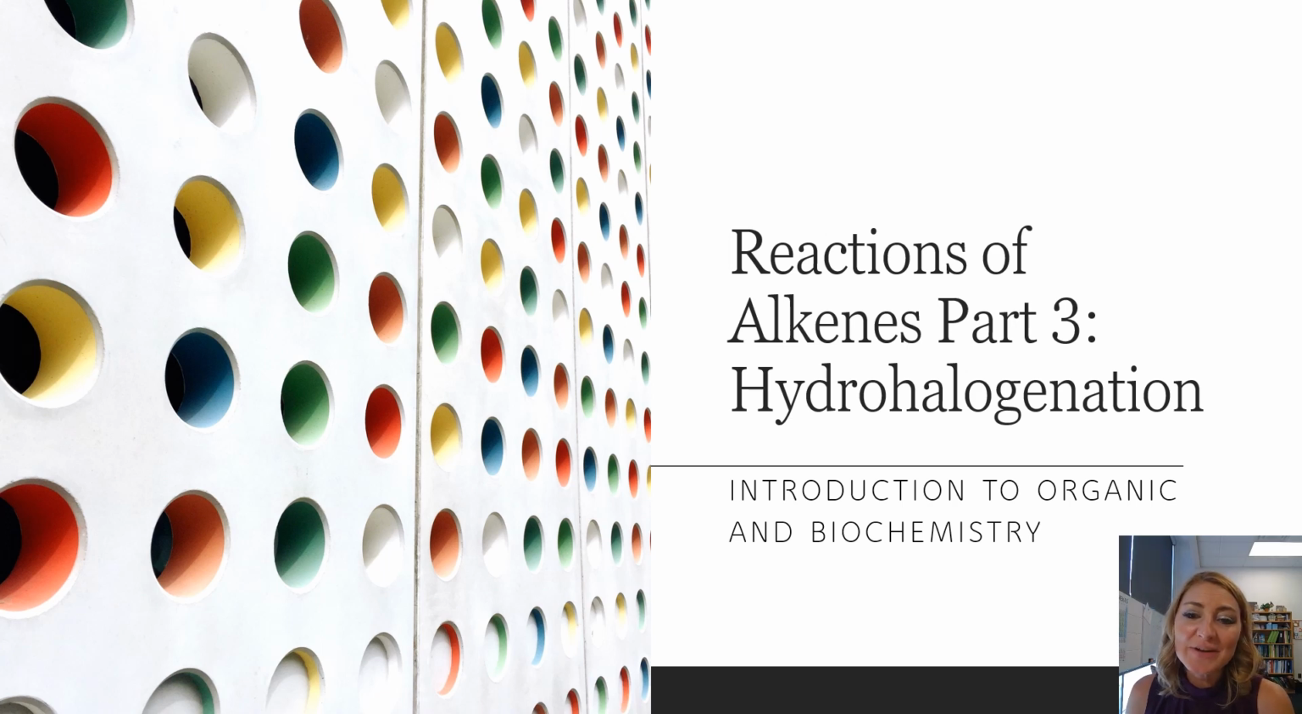In part 3 of our reactions of alkenes, we're going to go over hydrohalogenation, which is exactly what it sounds like. We're going to add a hydrogen and a halogen at the same time to an alkene. With hydrohalogenation, we learn for the first time about Markovnikov's rule.